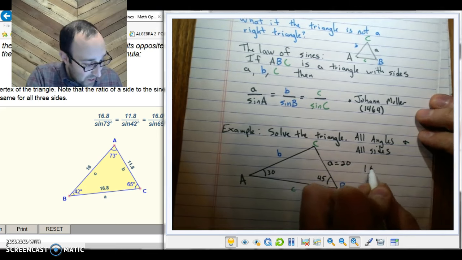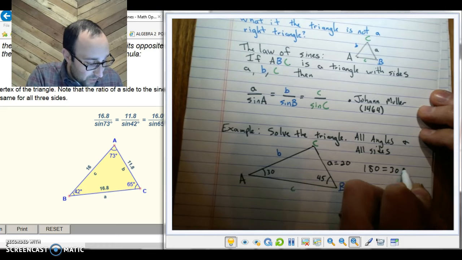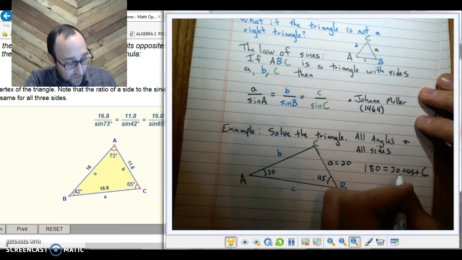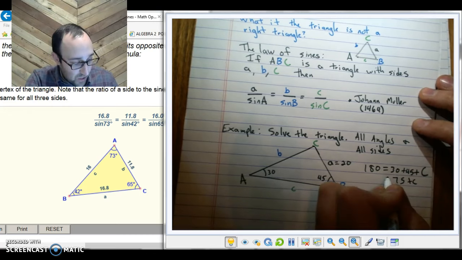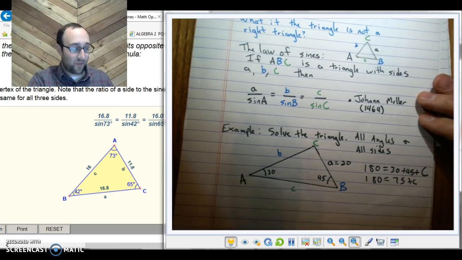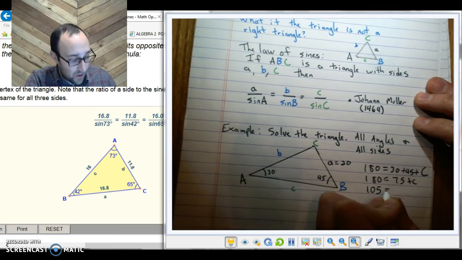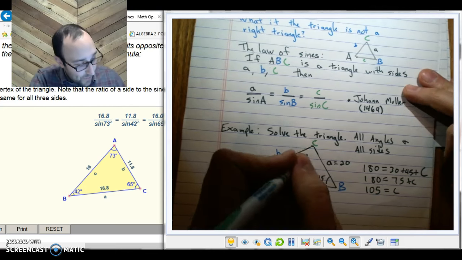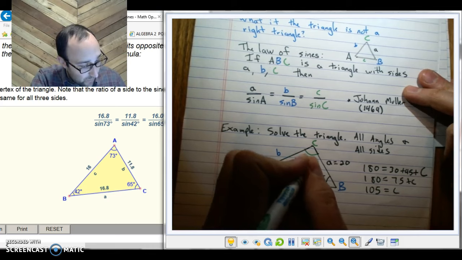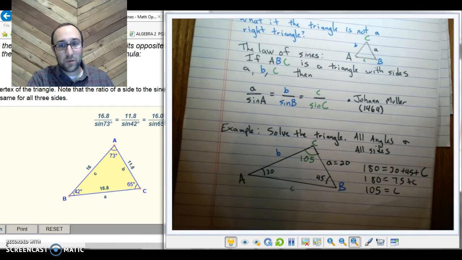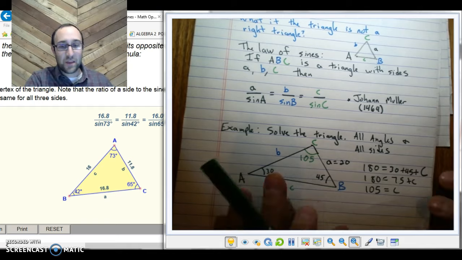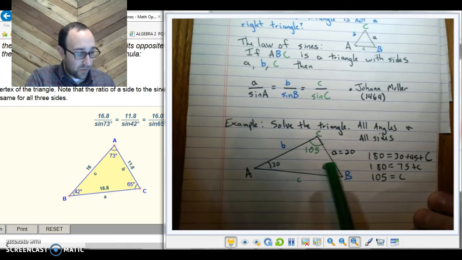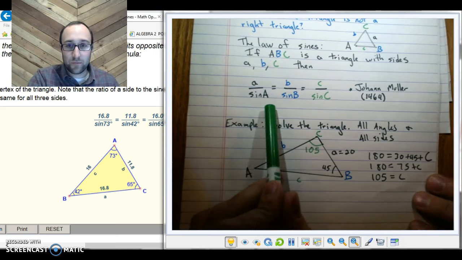So it's going to be 180 equals 30 plus 45 plus big C. So 30 plus 45, 75 plus C equals 180, and subtract 75 and you get 105 equals C. So I might as well just put that in there right now so I know this angle is 105. All right, so we got that part. That had nothing to do with anything that we have done so far, but it's a pretty nice thing to have. So, what we want to do now is let's use our formula.